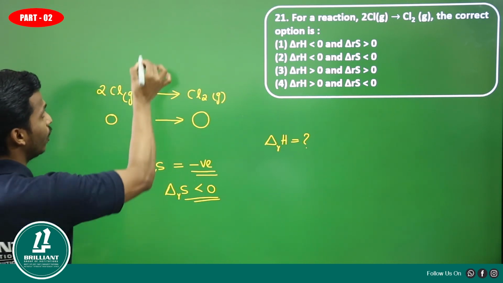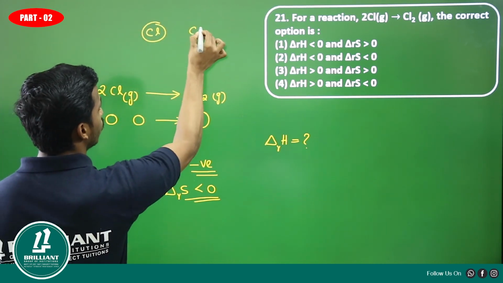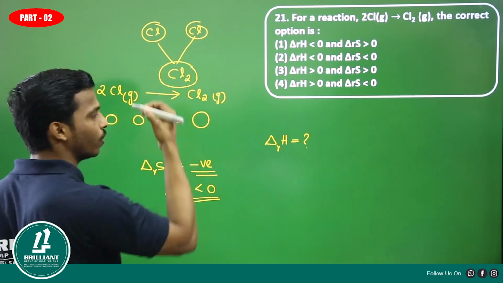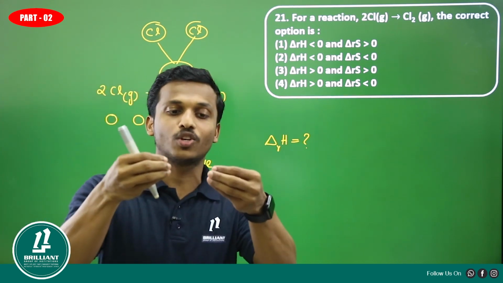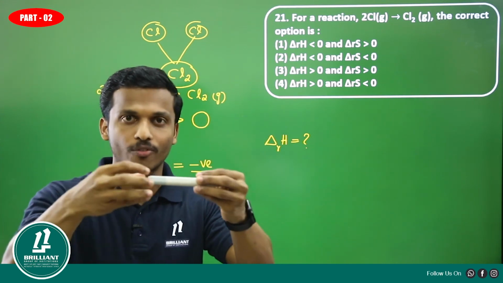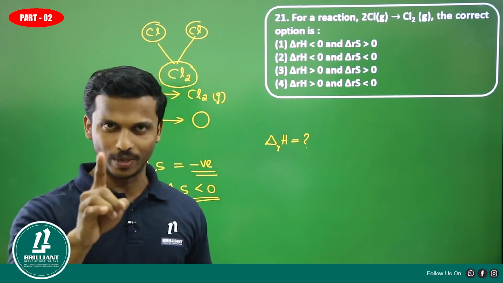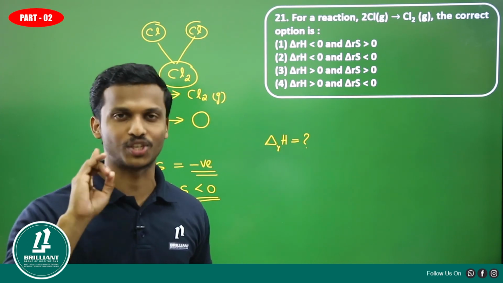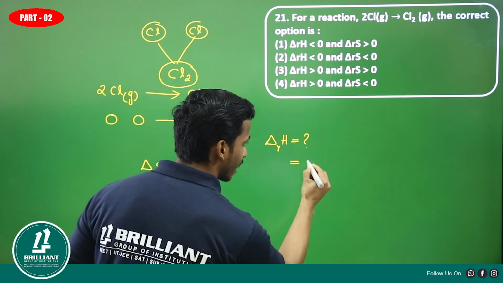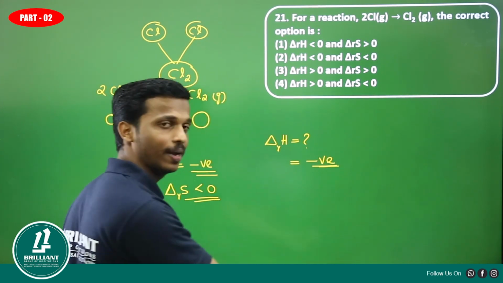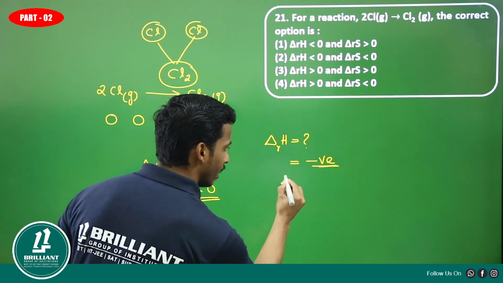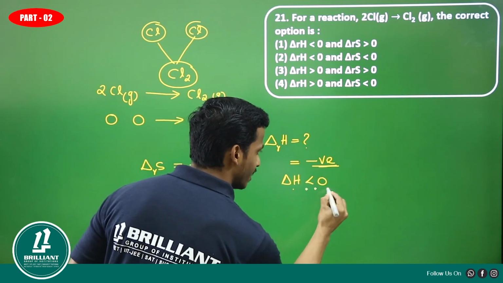Students, here you can see 2 chlorine atoms are combining together and forming a chlorine molecule. So when 2 chlorine atoms try to make a bond between them, what will happen? Bond energy will be released. During the bond formation, energy will be released. So it is an exothermic reaction. For an exothermic reaction, what is the enthalpy of the reaction? It will be a negative value, right? For an exothermic reaction, enthalpy is negative. So we can say that here delta H is also less than 0.